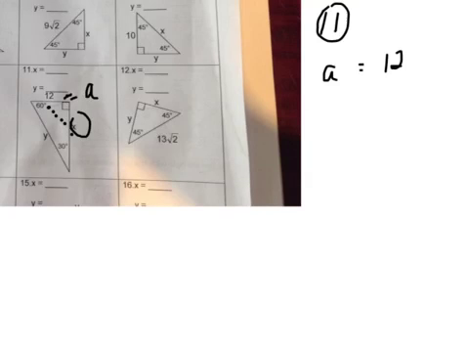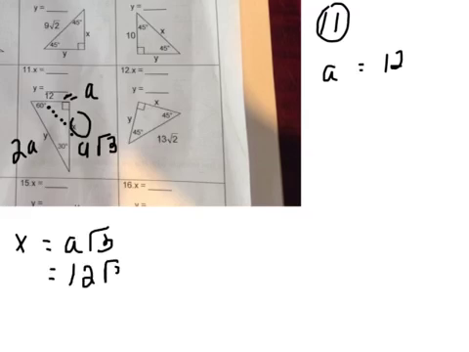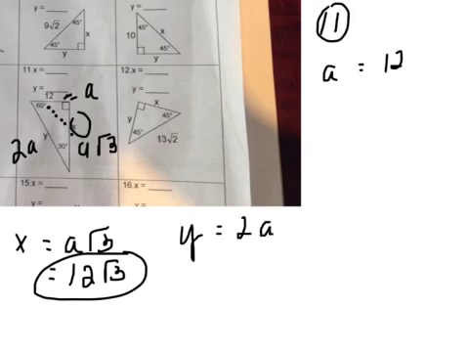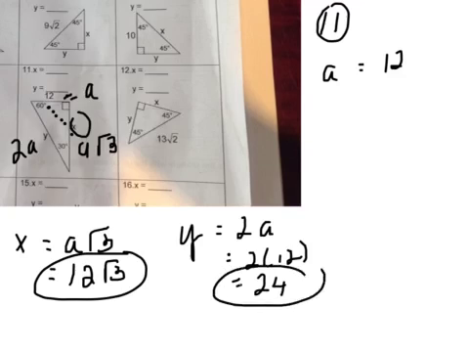Remember how we label across from the 60-degree angle? It's a square root of 3, and then across from the right angle, it's 2a. So if I want to know what x is, it's a square root of 3. But I know that A is 12. We saw that right off the bat. We didn't even have to solve for it, so I just plug it in. X is 12 square roots of 3. Now y is equal to 2a, but we know that a is 12, so we plug it in. 2 times 12 is 24. So y is 24. And again, I'm not going to write those on that diagram because it's just too hard to get that on there.